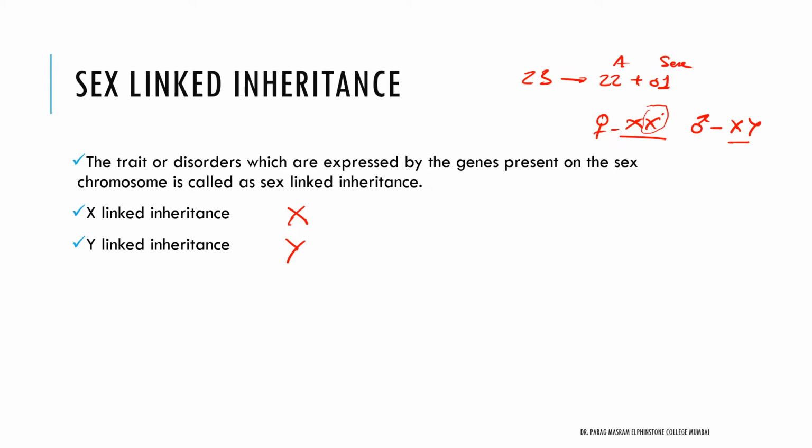So let's see what is X-linked inheritance and what is Y-linked inheritance. There are two types of X-linked inheritance. We see X-linked recessive inheritance and X-linked dominant inheritance. Suppose the mutation is a recessive allele, that is called recessive inheritance.